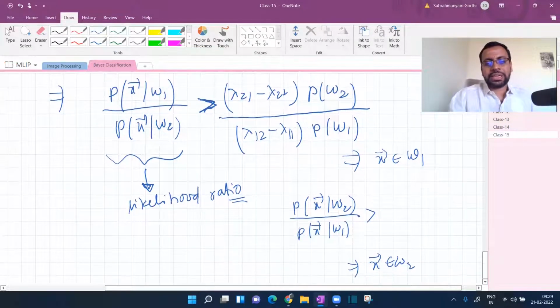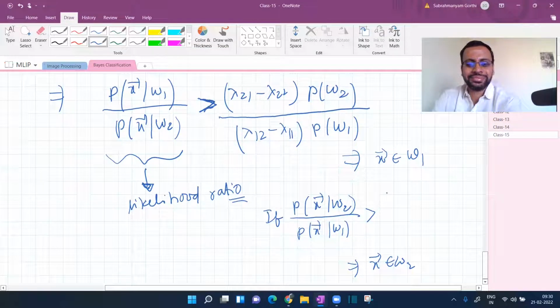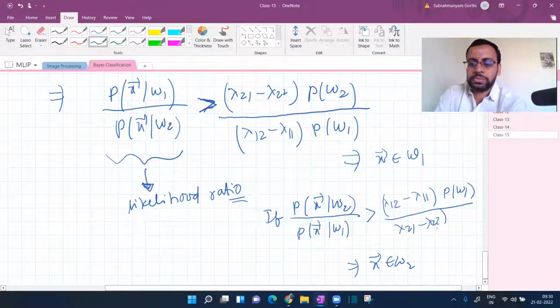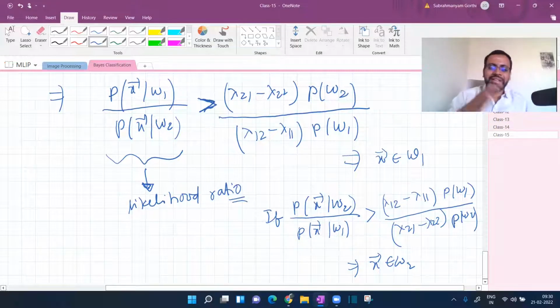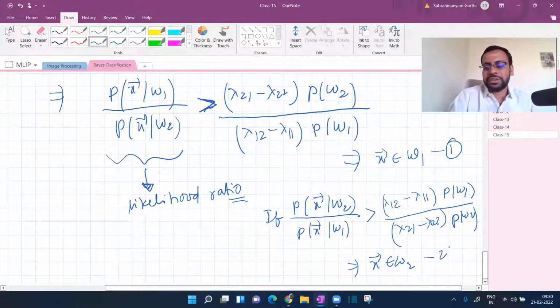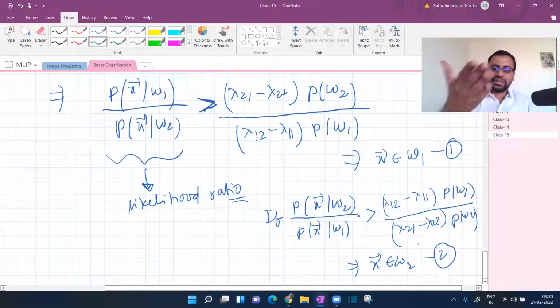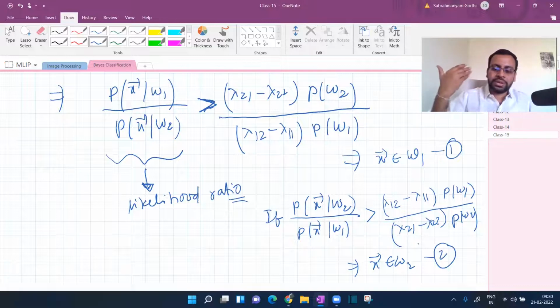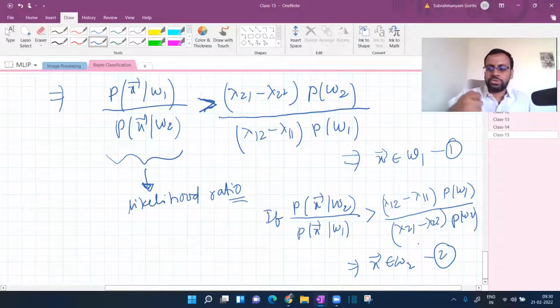What should be there on the right hand side now? Lambda 12 minus lambda 11 probability of omega 1 by lambda 21 minus lambda 22 probability of omega 2. It's just time writing. It's enough if you calculate one of them, right? For either this or this, of course, one of them is good enough. If you calculate the first expression and the left hand side is greater than the right hand side, it is omega 1, or else it is omega 2, to which you will assign x bar.